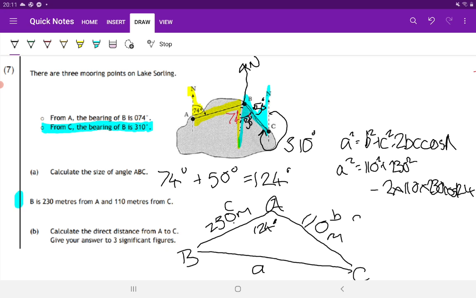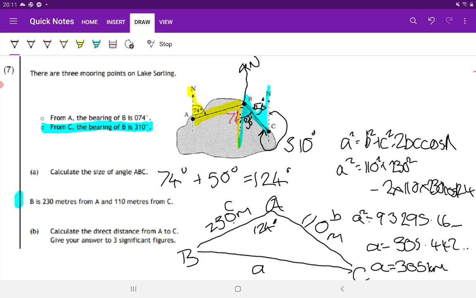Right, when we work that out, we get A squared is 93295.16 and so on. Remember, a big number's not unreasonable here. Square root it, and we get 305.442 and so on. We're asked to round it to 3 significant figures, so 305. Not kilometres, it's in metres. And that's how we do that.